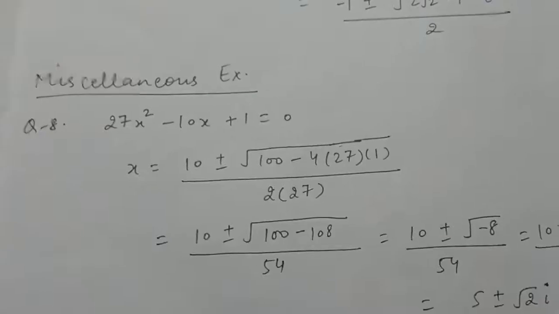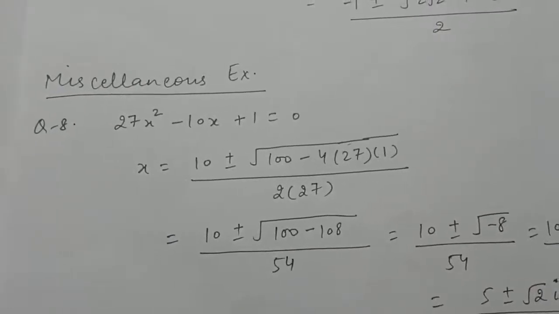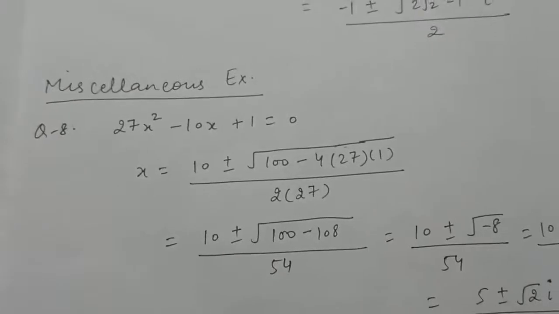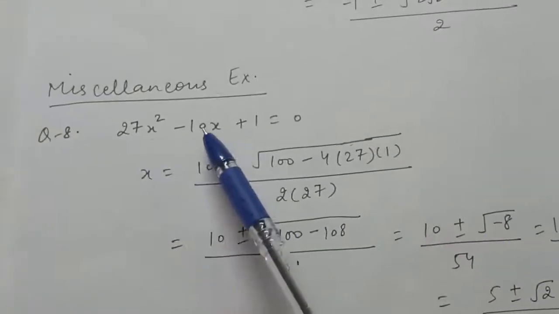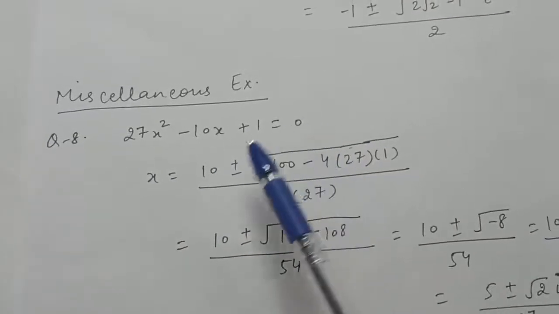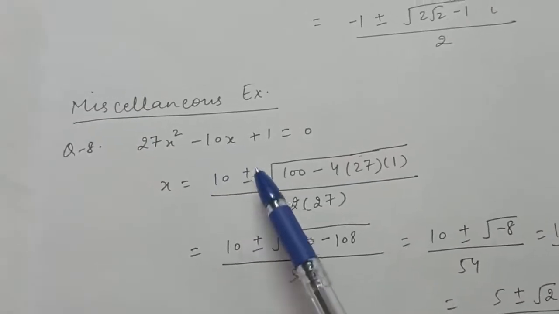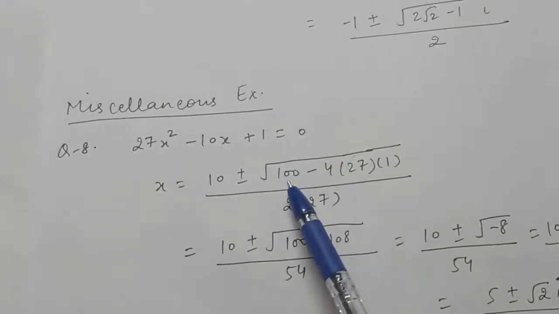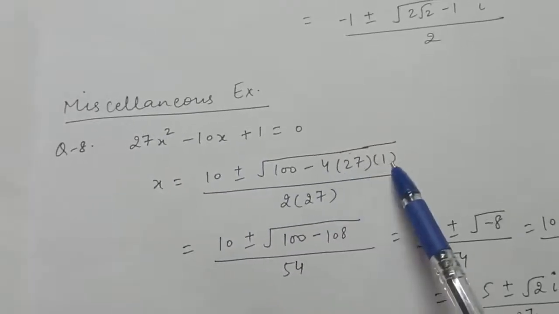Now we will discuss the questions of the miscellaneous exercise. So first of all, discussing those questions which I gave you as homework in the previous lecture. So question number 8 is 27x square minus 10x plus 1 equal to 0. So this is x equal to minus of b, which is 10, plus minus under root b square, which is 100, minus 4ac upon 2a.